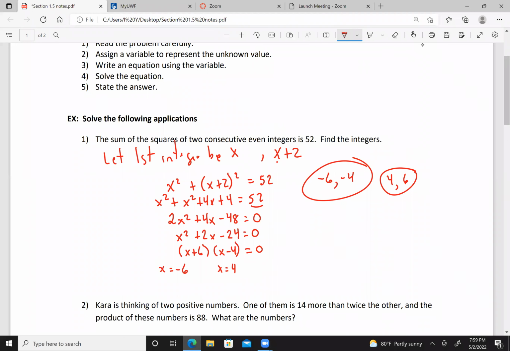And if you look back to our original equation, we have negative 6 squared, which is 36, plus negative 4 squared. 36 plus 16 is 52. Likewise, we have 4 squared plus 6 squared, which is 16 plus 36, which is also 52. So we know that our answers work.